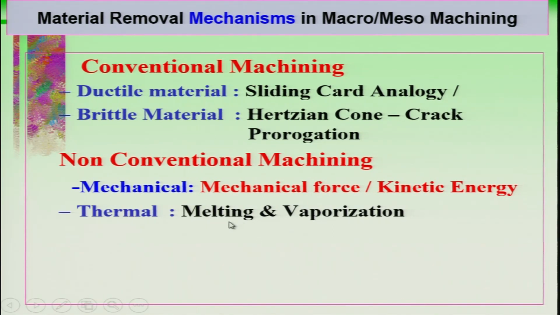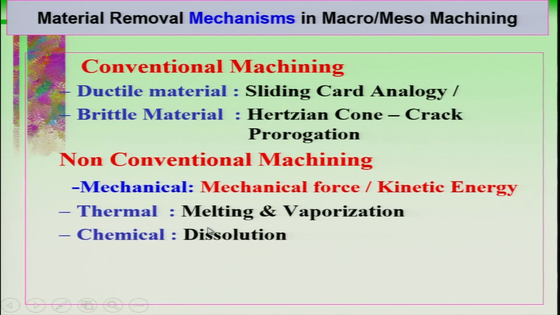In case of thermal advanced micro machining processes, if you recall, melting and vaporization are the basic mechanism of removal of the material. Material was melted, part of it might evaporate also, vaporize also, and combining these two mechanisms the material is removed in case of thermal micro machining processes, just like electric discharge micro machining, laser beam micro machining, electron beam micro machining and so on.